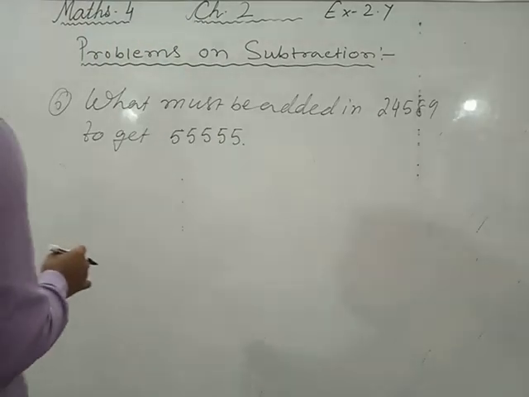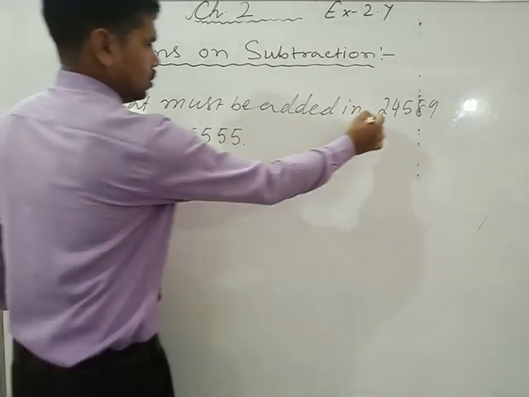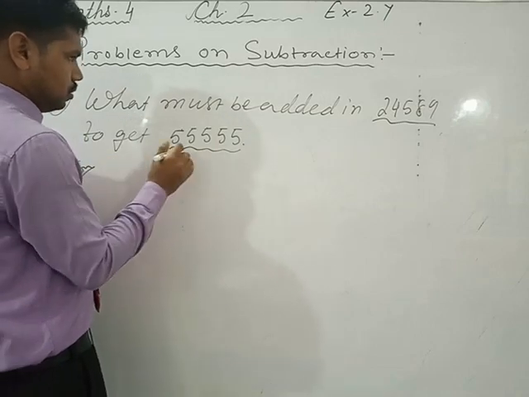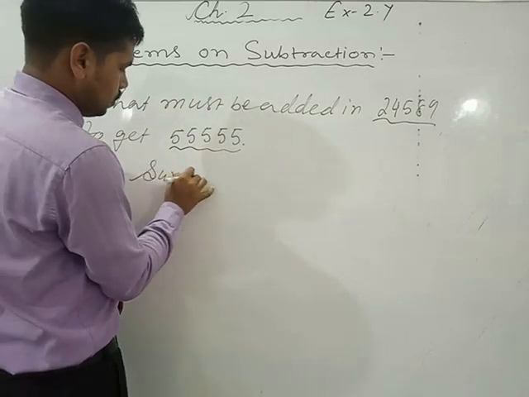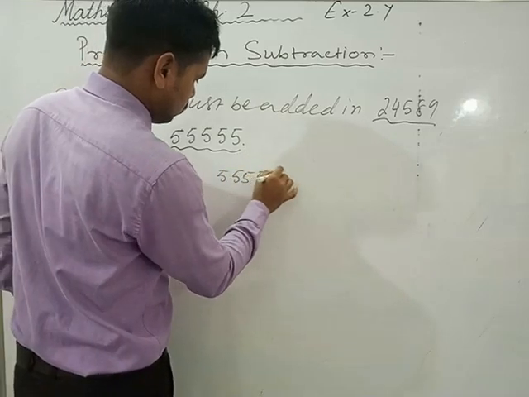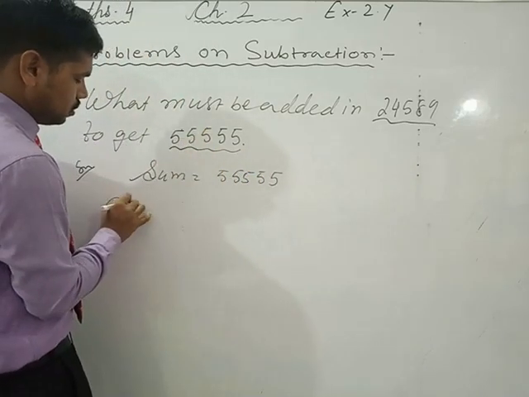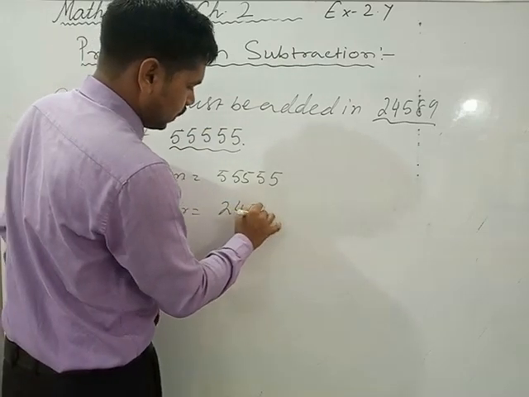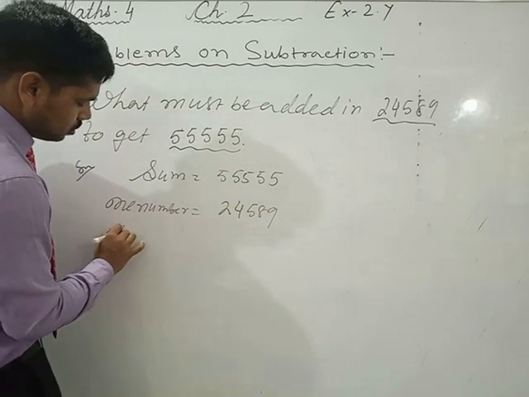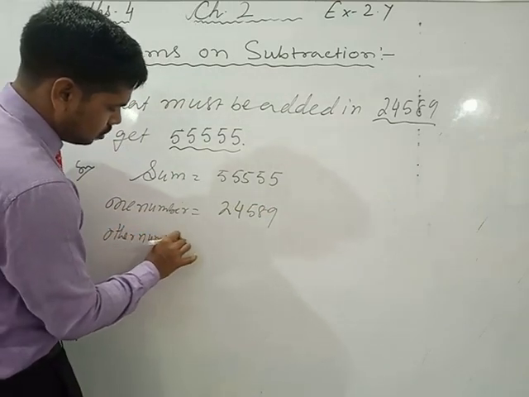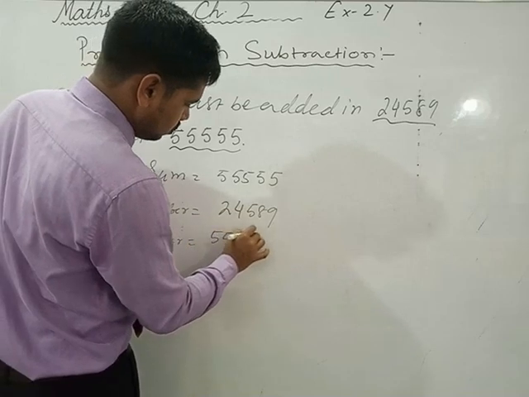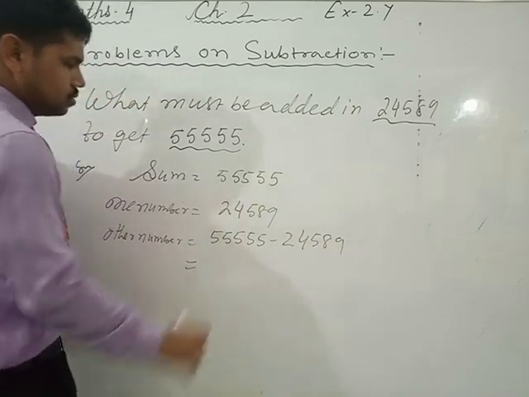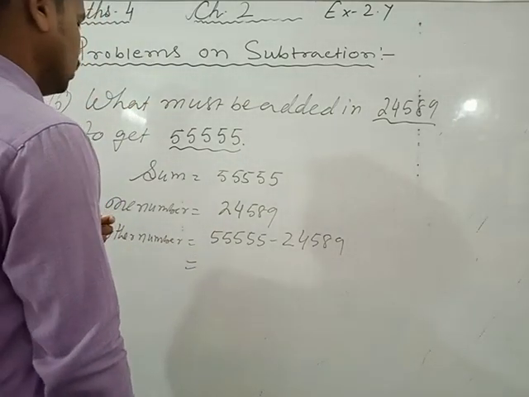Same type of question, this one also: what must be added in this? So one number is given and the sum is given. So the sum is equal to this, and one number is equal to 24589. So the other number is equal to this minus 24589. The subtraction, whatever comes, will be the answer.